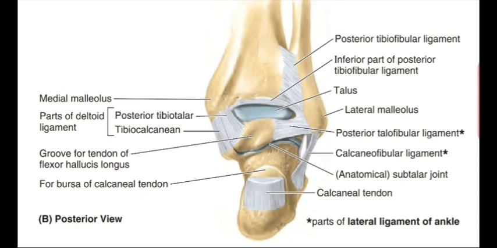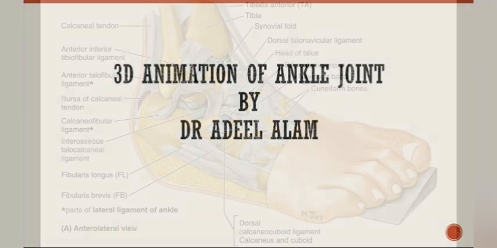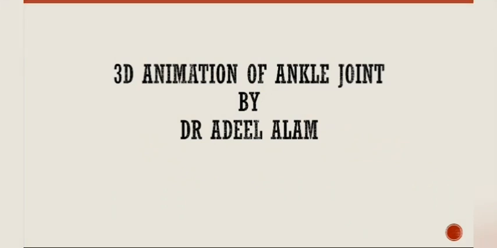Blood supply of the ankle joint arises from the anterior tibial artery, posterior tibial artery, and peroneal arteries. The nerve supply is from the deep peroneal and tibial nerves. Now in the next slide, you will enjoy the 3D animation of the ankle joint along with its movements and gross structures.